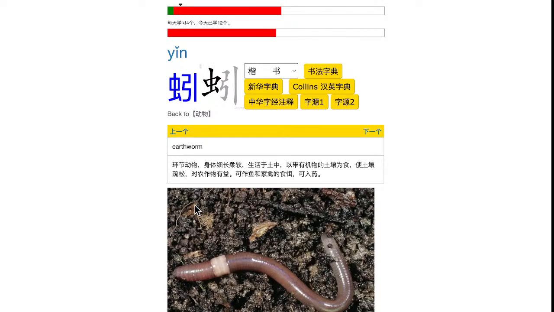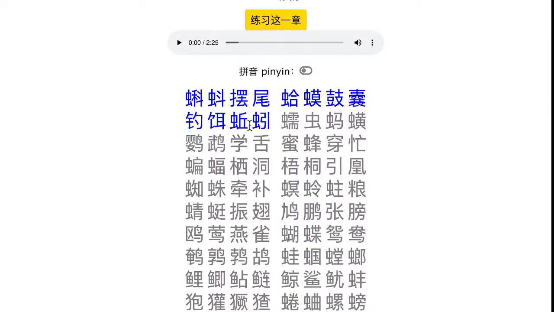Very rarely are these two characters used alone. They always come together. 钓饵蚯蚓 means that when fishing, a lot of the time you use 蚯蚓 as bait to fish for fish, right?